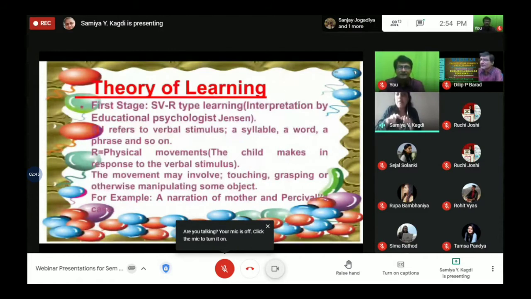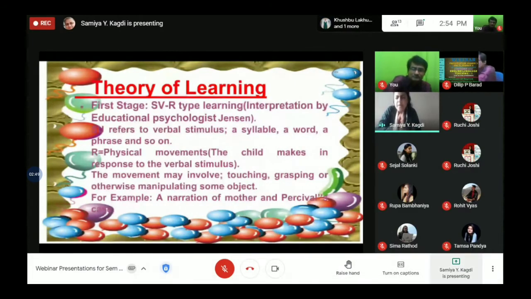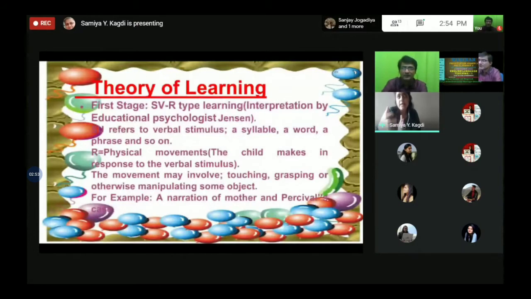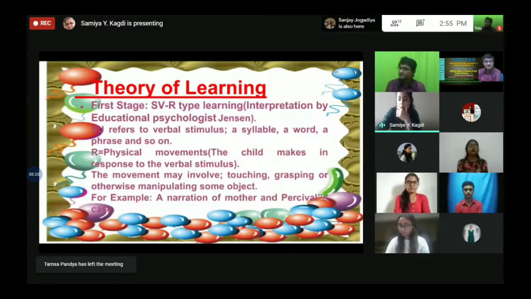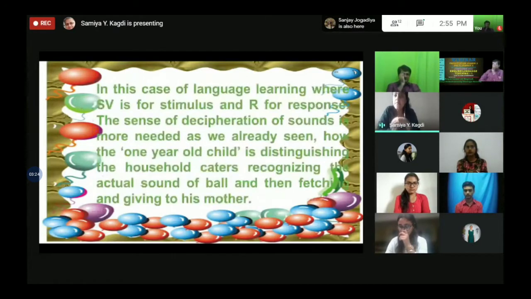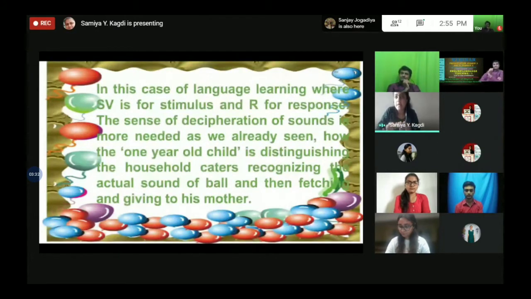So it is based on our S-R theory, where S means stimulus, means the mother is commanding the children that please bring something, and as a response, the boy is bringing that ball to his mother. So in that way we have to see. And also here it is written that the movement may involve touching, grasping or otherwise manipulating some object. For example, the narration of mother and Percival, which I have made you understand. In this case of language learning, where S is for stimulus and R for response, the sense of deciphering of sounds is very necessary when we are listening to something. We should decipher the sounds as well as many things integrating this.